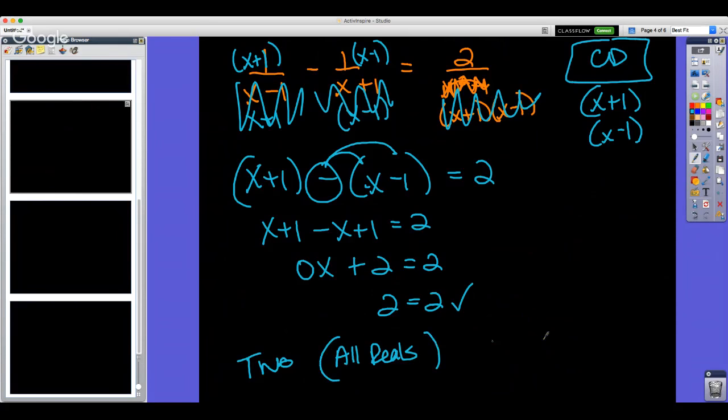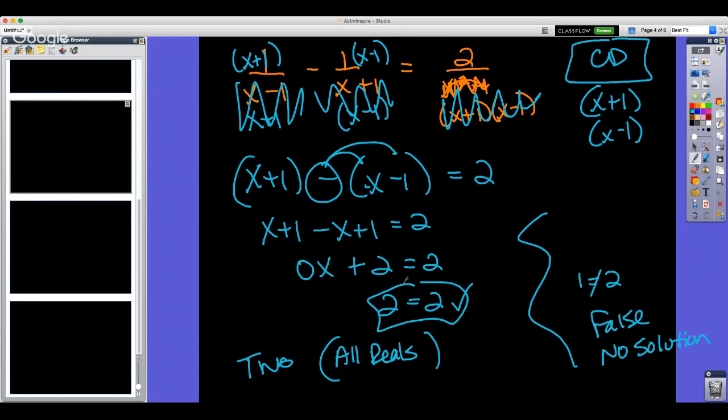And if it was false, let's say we had 1 equals 2, is that true? No. Then you could say false, and you could just say no solution. Now, here's the thing, one thing you need to know: if you showed great work and at the end you just give me 2 equals 2, I'm giving you most of that answer. I'm giving you most of it.